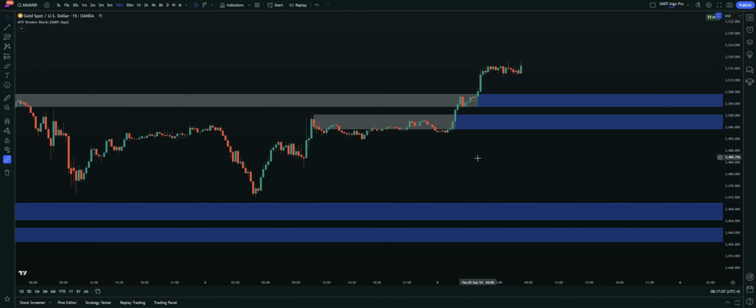Hey guys, so we just released our latest indicator, the multi-time frame breaker blocks by SMRT Algo. It is released completely for free for everyone, so you guys can start using it straight away without being a VIP member of SMRT Algo.